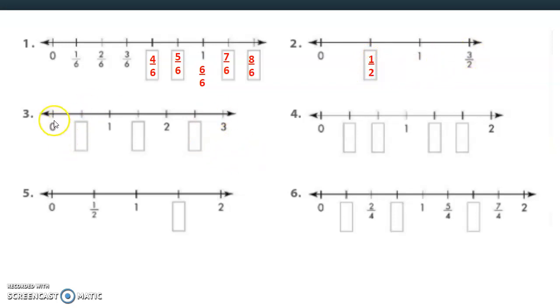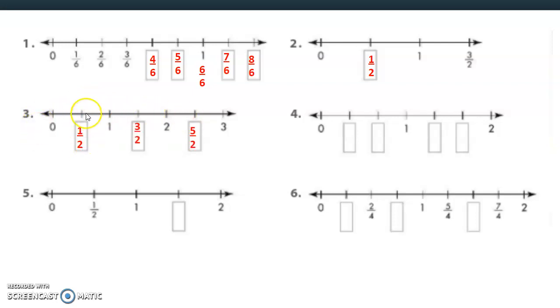Okay, what about this one? From 0 to 1, there are 2 pieces. From 1 to 2, there are 2 pieces. And from 2 to 3, there's 2 pieces. So even though I don't have any fractions already listed, I can tell that each section between my whole numbers is 2 pieces. I'm not counting all of the pieces.